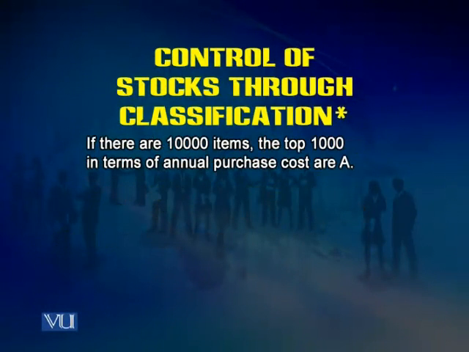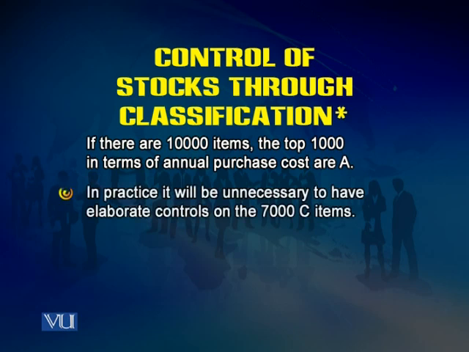We said if there are 10,000 items, the top 1,000 items in terms of annual purchase cost are A. In practice, it will be unnecessary to have elaborate controls on the 7,000 C items. The 7,000 items out of our example of 10,000 represents 70% of the total inventory held. And in practice, you will find that this represents a small portion of the total cost.